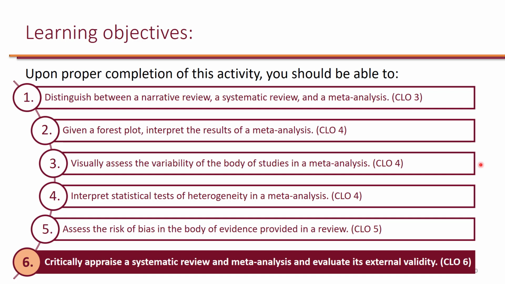We looked at the differences between review articles. We interpreted the results of a meta-analysis in a forest plot. We visually assessed the variability of the body of studies in a meta-analysis and interpreted the statistical test of heterogeneity in a meta-analysis. We also assessed the risk of bias in the body of evidence provided in a review. Now, let's critically appraise a systematic review and meta-analysis and evaluate its external validity, which is the course learning outcome number 6 on the course syllabus.